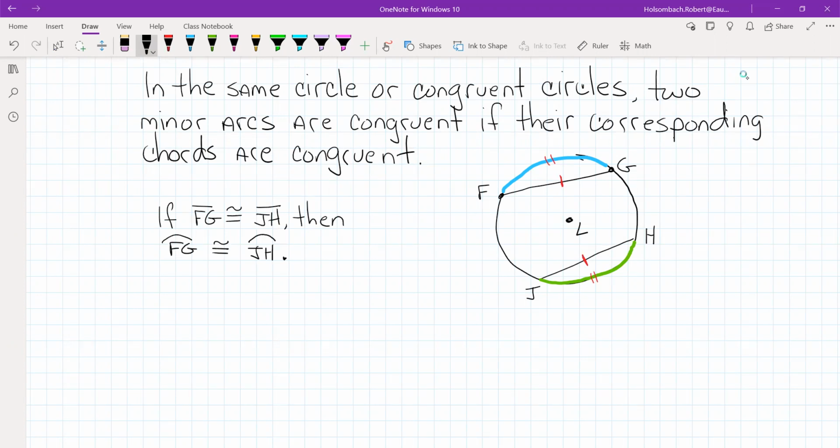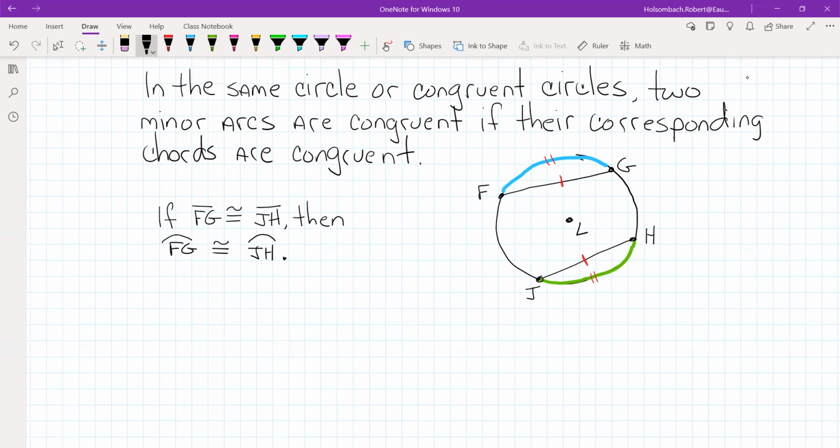Now, this says two arcs are congruent if their chords are congruent. Vice versa, that is true as well, right? The converse of that would be true as well. That if the arcs are congruent, then the chords would have to be congruent also. Okay? So if the chords are congruent, the arcs are congruent. If the arcs are congruent, then their corresponding chords are congruent as well.